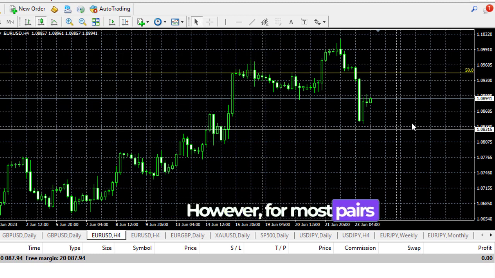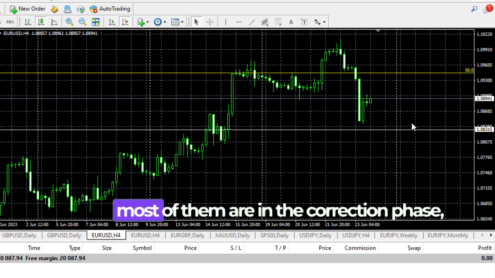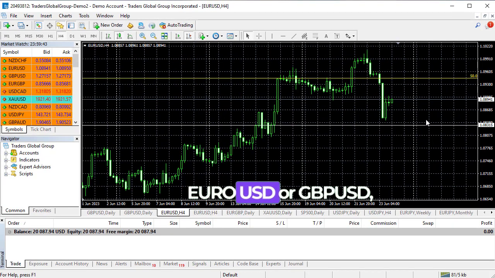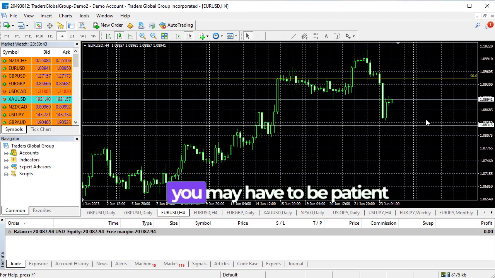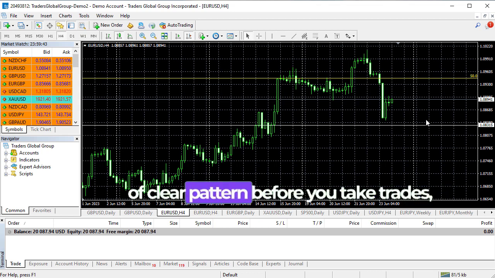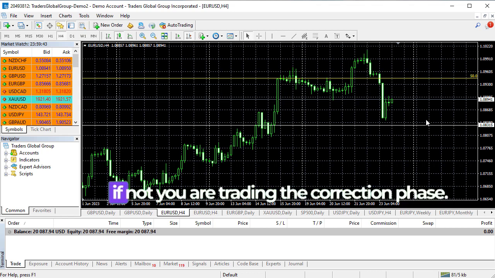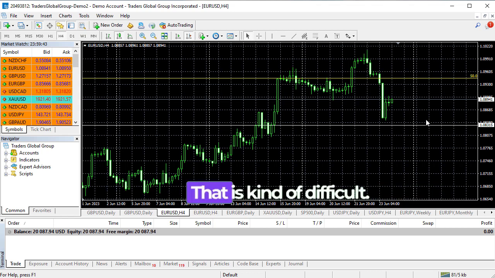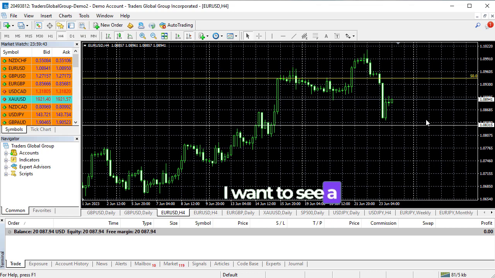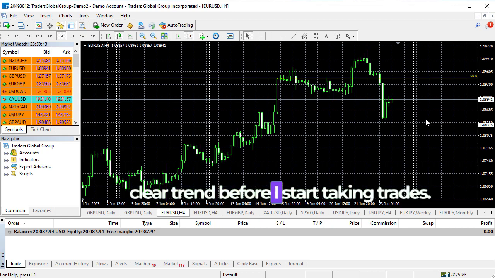However, for most pairs right now in the market, most of them are in the correction phase, meaning that you may have to be patient. If you're not trading Euro USD or Pound USD, you may have to be patient, maybe within the week, to see some kind of clear pattern before you take trades. The correction phase is kind of difficult. I trade trends. I want to see a clear trend in the market before I start taking trades.